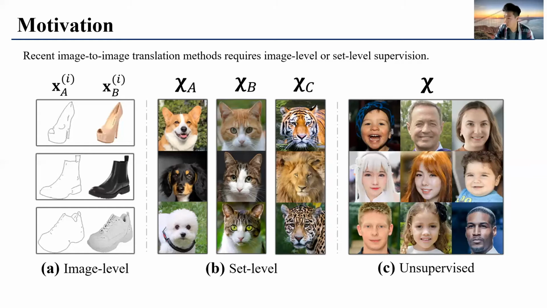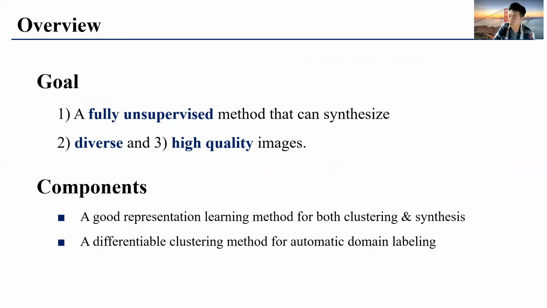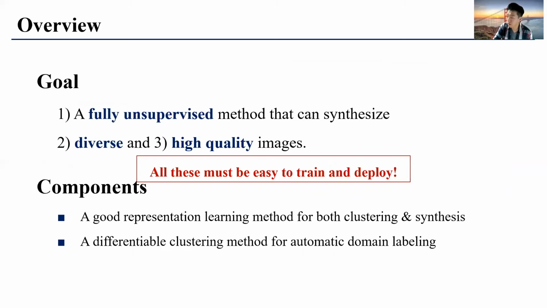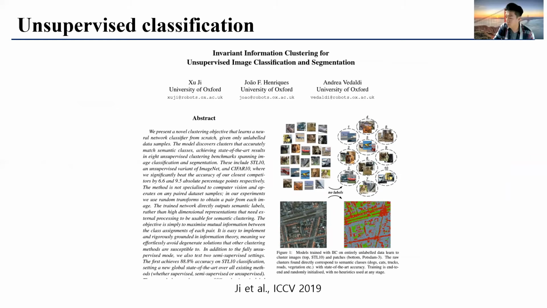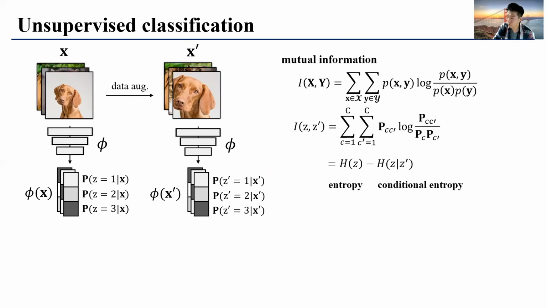You make a fully unsupervised method that can synthesize diverse and high quality images, and this must be easily trained and deployed. So we can first start with the clustering method, which was actually proposed before. What we did was train an embedding model, and on top of this embedding model, you train a model which can cluster automatically in a differentiable clustering way, using the mutual information.